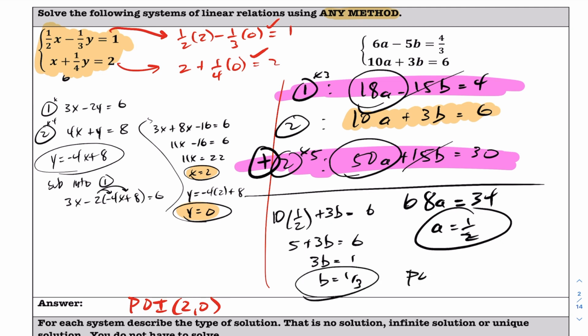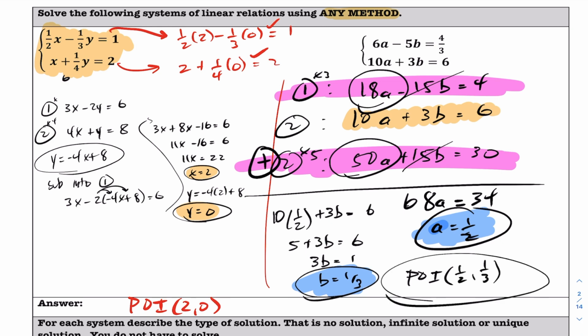So the answer to this question, my point of intersection, again, just to remind you guys, when you're labeling your points, it goes up by alphabet, so alphabetical. So a comes first. So it's going to be a half, followed by b, which is a third. So the point of intersection for this one is 1/2 and 1/3. All right, let's try another.